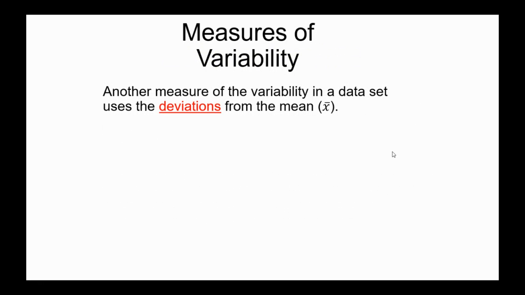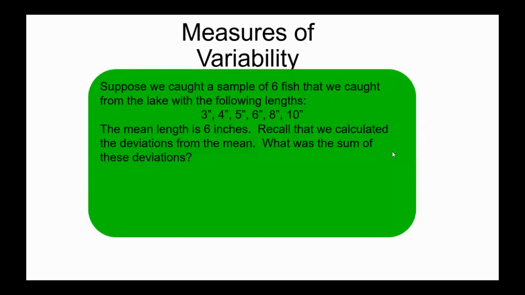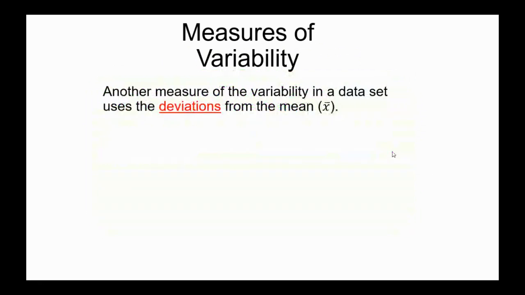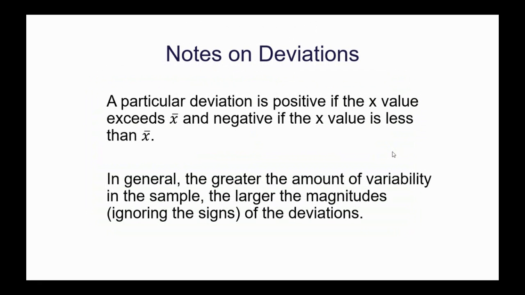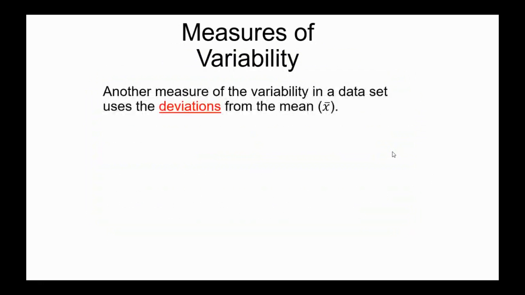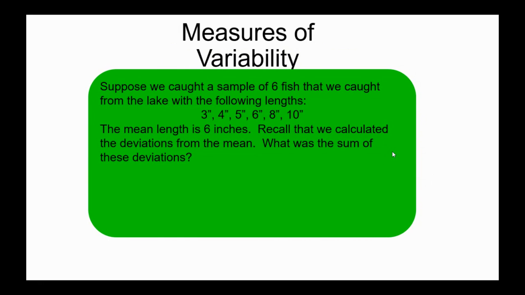Another measure of variability of the data set uses the deviations from the mean. So they use what we just calculated. Going back to our example, what was the sum of our deviations on that example we just did? First, let me back up. Did y'all catch that magnitudes blank? Or did you catch it? Okay. So what was the sum of our deviations in our chart that we did?